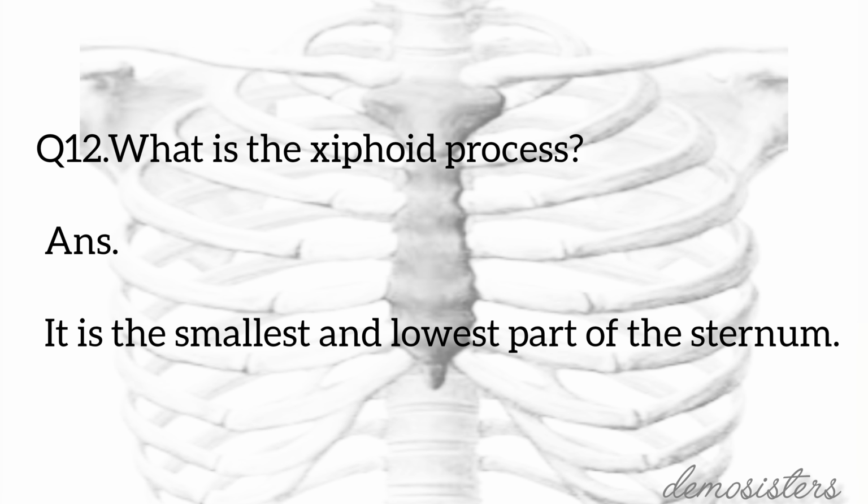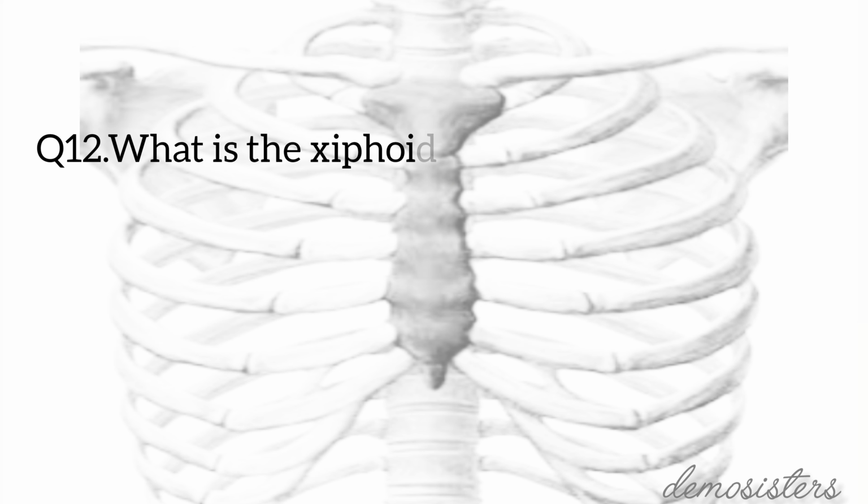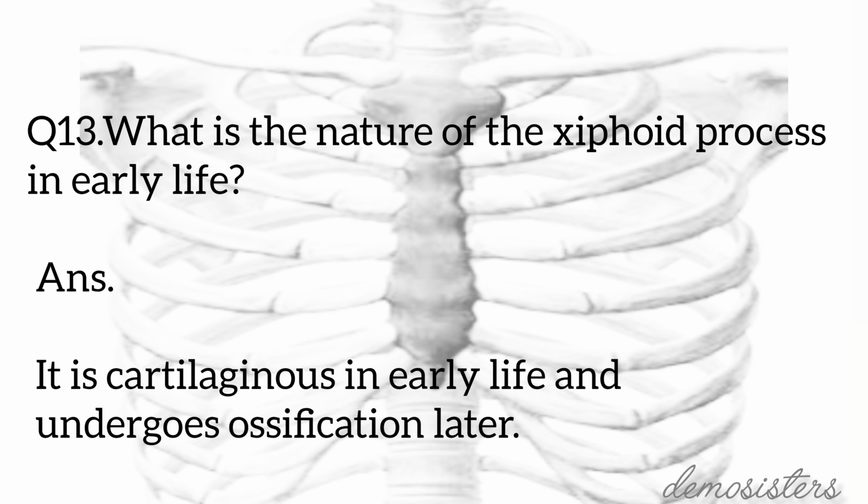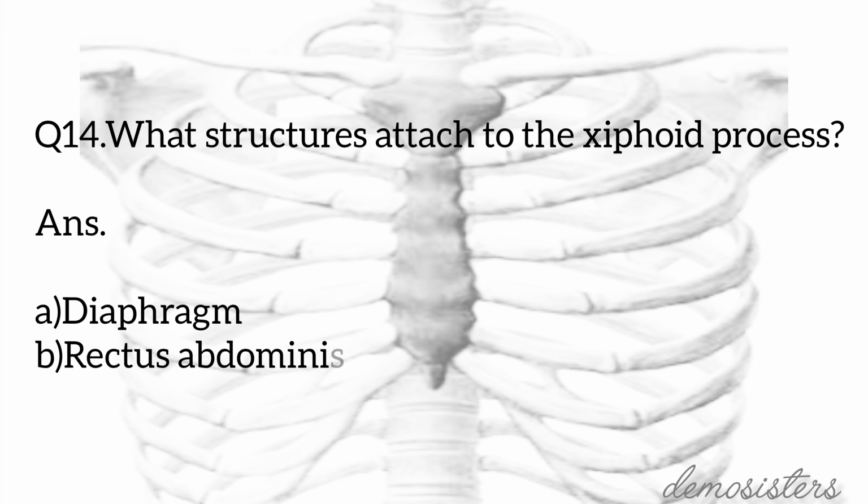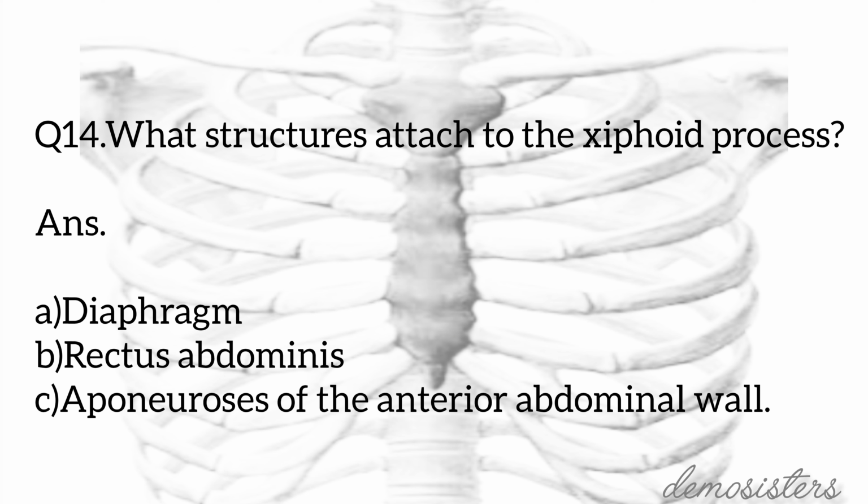What is the xiphoid process? It is the smallest and lowest part of the sternum. What is the nature of the xiphoid process in early life? It is cartilaginous in early life and undergoes ossification later. What structures attach to the xiphoid process? Diaphragm, rectus abdominis, aponeurosis of the anterior abdominal wall.